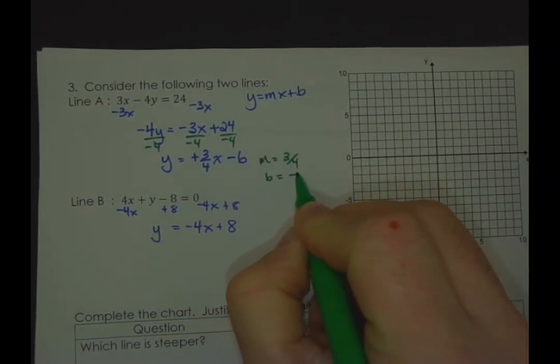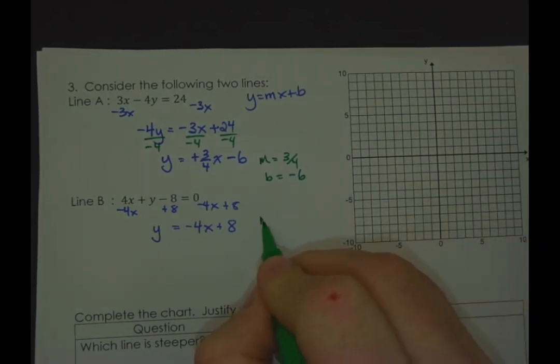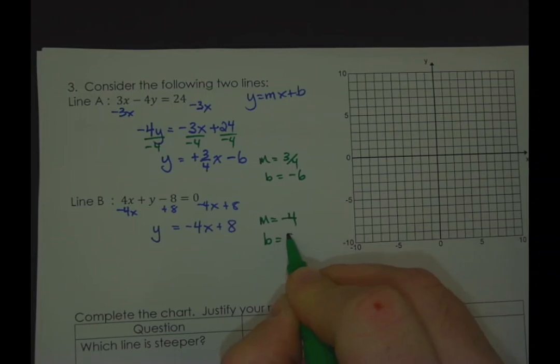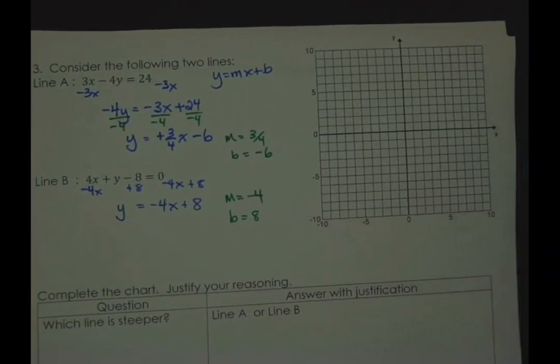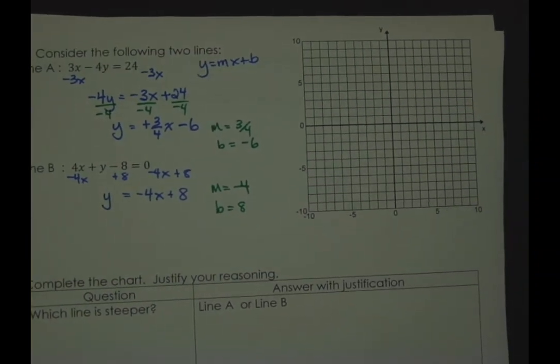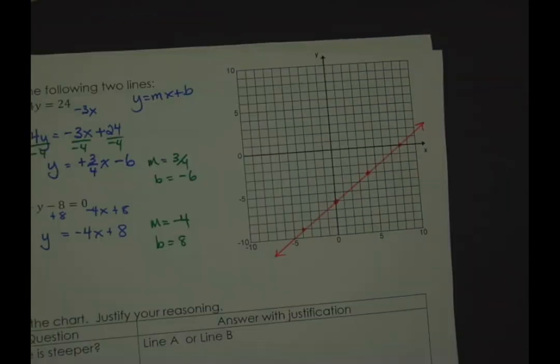My y-intercept is negative 6. My slope here is negative 4, and my y-intercept is 8. All right, so we know how to plot these lines. So I'm going to hit pause, plot those lines, give it a try.